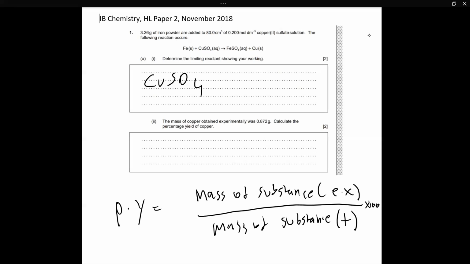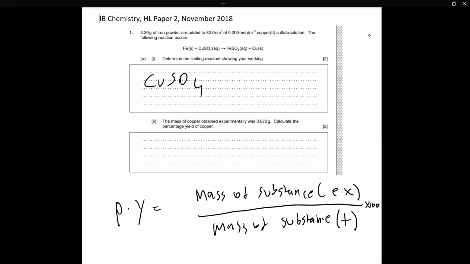And the theoretical value is the absolute best case scenario, or the ideal scenario, of the amount of product that you obtain in an experiment. So it's the best case, the ideal scenario. But unfortunately, in real life, we don't have the ideal scenario. It doesn't always work out to be ideal.